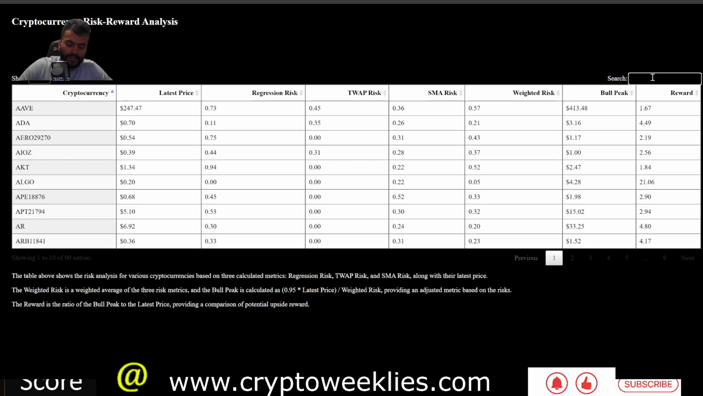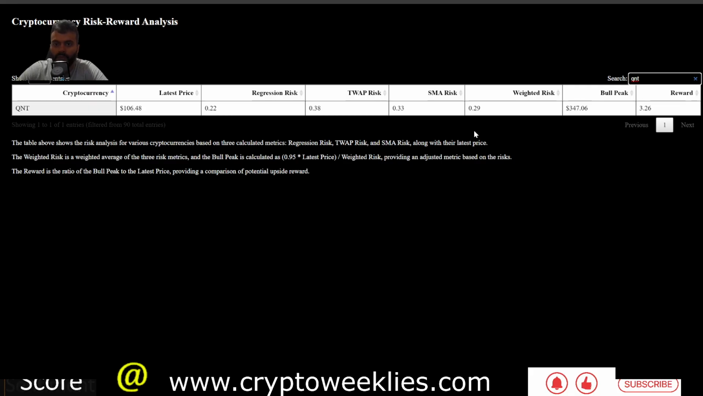Using all of these models that we discussed, the estimated bull run target for quant, not using the machine learning model, but using the three regression based and risk based models, the regression risk model, the time weighted average price risk model, the simple moving average risk model, weighted risk is coming in at around 30%. The estimated bull run peak is at around $350. That's the target for this bull run per confluence of most of our models, representing a reward of about 3.2x. And again, these targets tend to be more conservative. That's because it's an estimation based on risk reward and expected value, none of the content being financial advice.